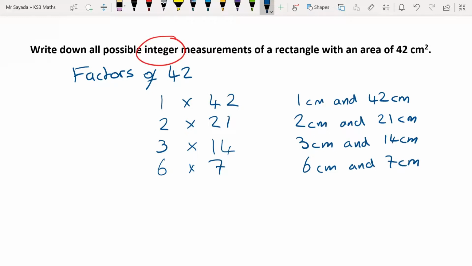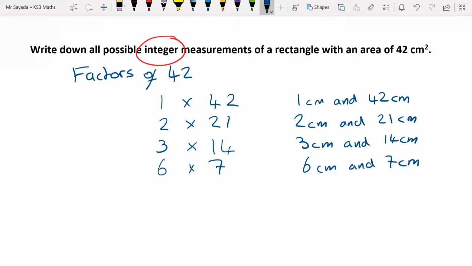So I could have chosen 0.879 multiplied by 47.78156,997, and that would have worked as well. And there's infinite possibilities that would have worked. So I had to ask specifically for the integer measurements.